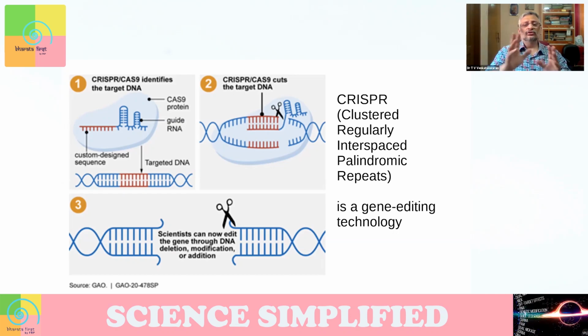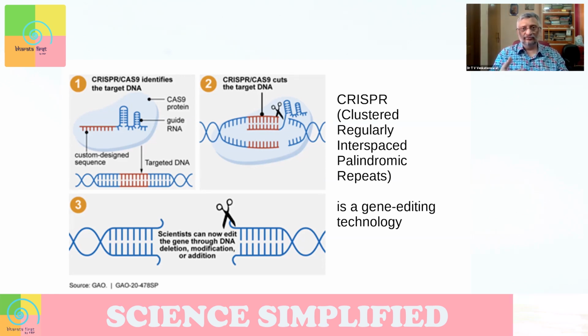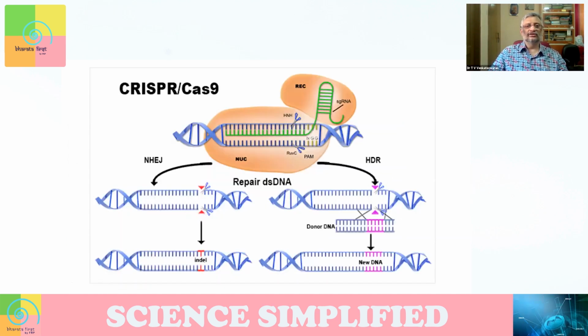genome. So basically, CRISPR is an acronym for clustered regularly interspaced palindromic repeats. Okay, it's a gene editing technology. In fact, the bacteria use this to fight against viruses. In fact, we learned it from bacteria. When we studied bacteria, we learned this technology.